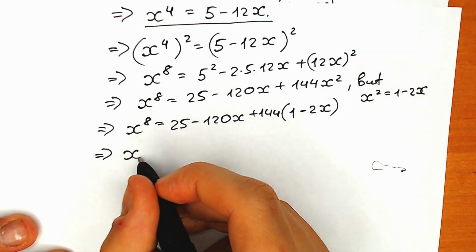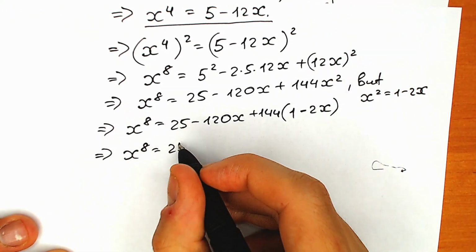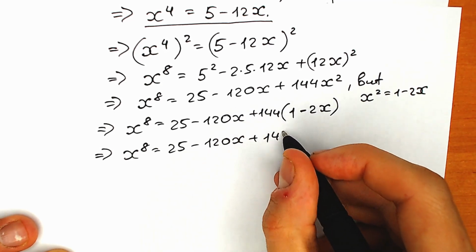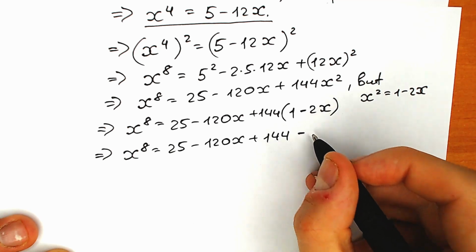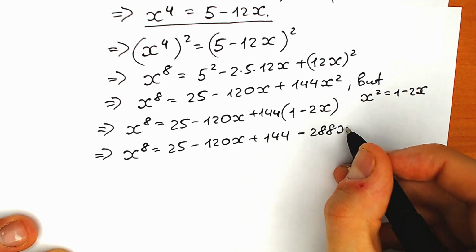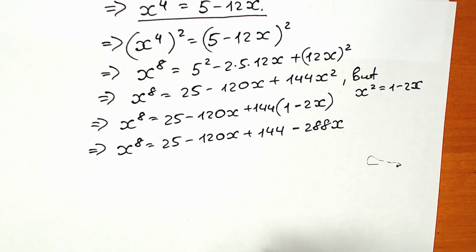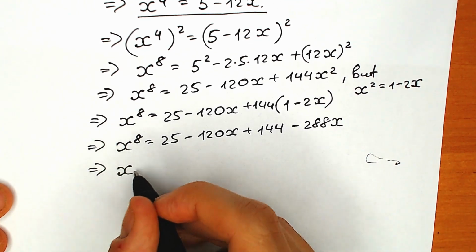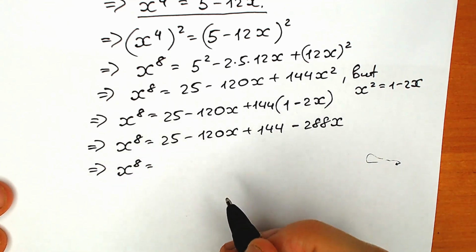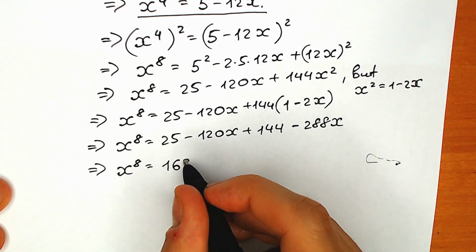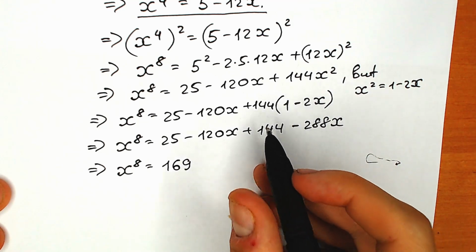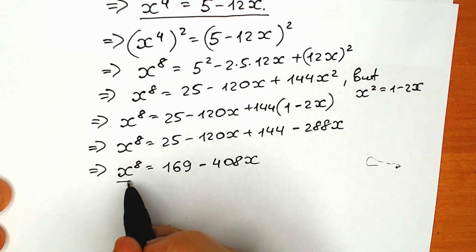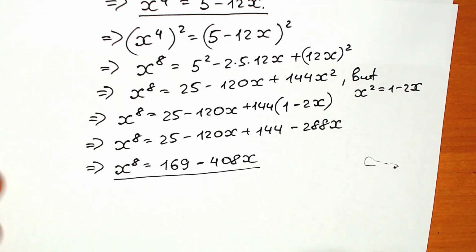So we will have x to the power 8 equal to 25 minus 120 times x plus 144x, plus 144 without x, and minus 288 times x. This is our expression, so we can easily find from here our x to the power 8. So x to the power 8 is equal to 25 plus 144, which equals 169. And right here, when we subtract, we will have minus 408 times x.